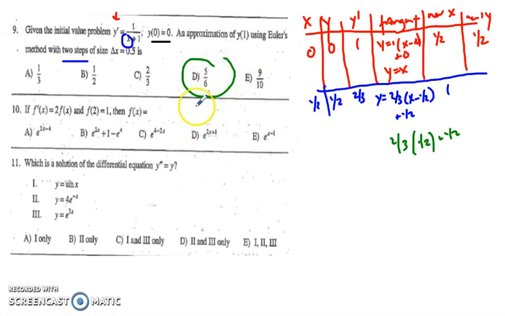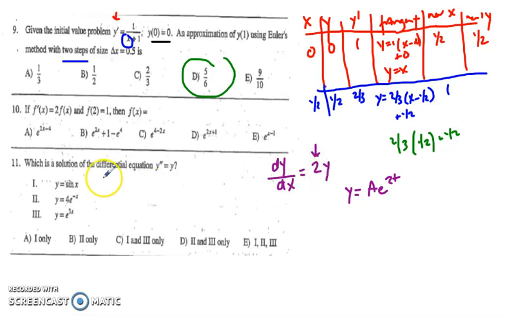Number 10. They're telling us that f prime is twice f of x and f of 2 equals 1. Then they want to know what f of x equals. So let's work it out in different symbols. F prime is dy/dx, and that is going to be 2 times y because f of x is y. So now, actually, I'm not even going to separate, integrate, and solve. I recognize this as an exponential growth and decay equation, so I know it will integrate to y equals a e to the 2t because 2 is my constant or my k value.